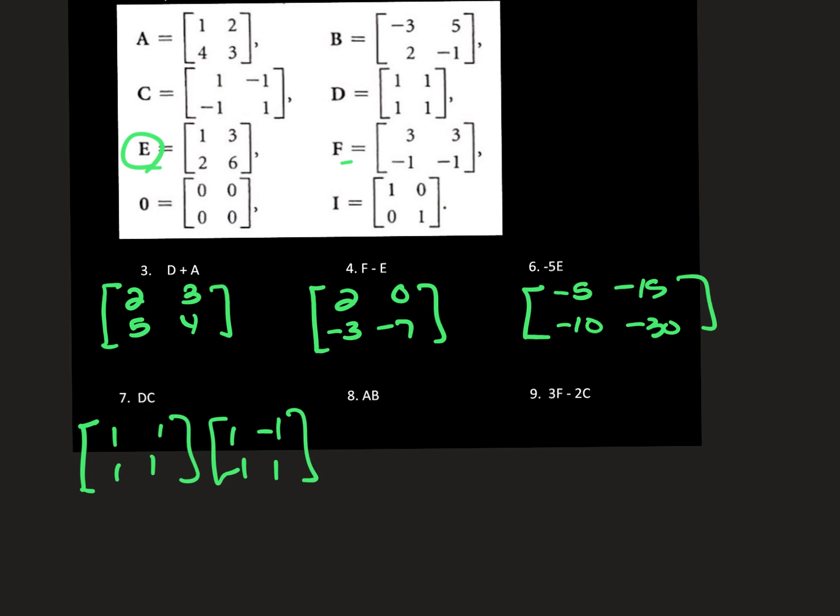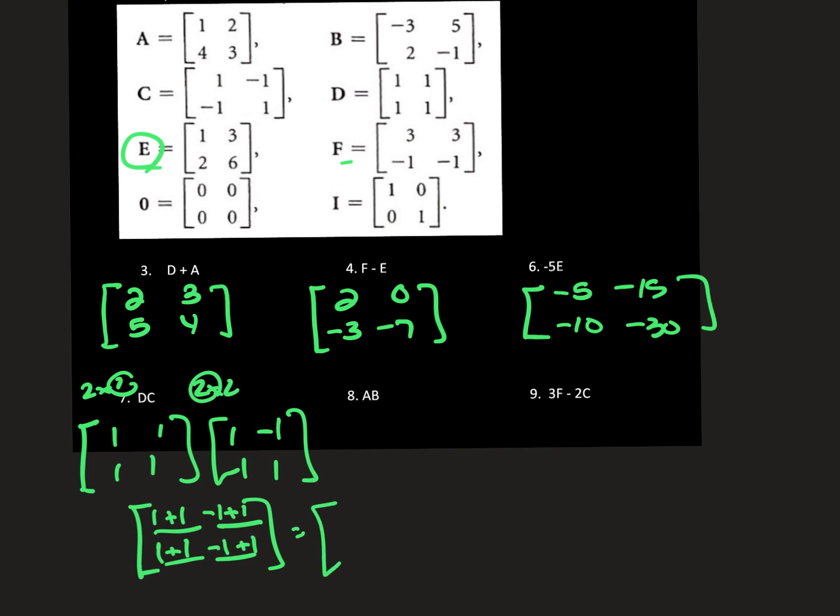Because I'm multiplying a 2 by 2 times a 2 by 2, first of all, it's legal to do that. And I'm going to get a 2 by 2. So I'm going to come down here, make my 2 by 2. And I'm going to go across the first row, down the first column. If I do that, I get 1 plus 1. First row, second column, -1 plus 1. Second row, first column, 1 plus, bunch of 1s. Second row, last column, -1 plus 1. So my final answer right here, I'm getting 2, 0, 2, 0 for D times C.